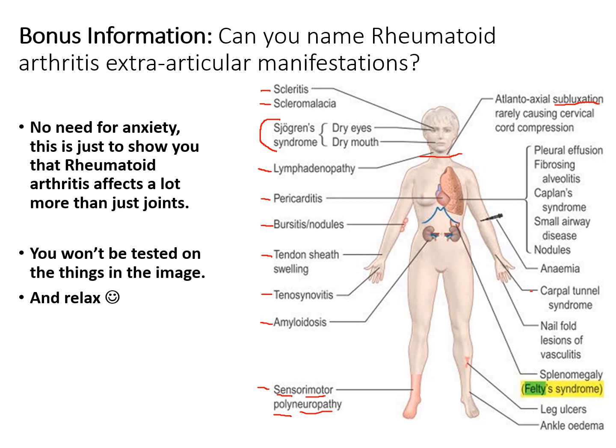You can get carpal tunnel syndrome, which is compression of your median nerve at the wrist. Vasculitis in your nail folds. You can get a big spleen, a mega spleen. When an organ is enlarged, it tends to be called mega. So an enlarged spleen is splenomegaly, an enlarged liver would be hepatomegaly, and an enlarged heart would be cardiomegaly. Megaly just means bigger. Felty syndrome, I'd have to look that up myself. Leg ulcers are common, and ankle edema as well.